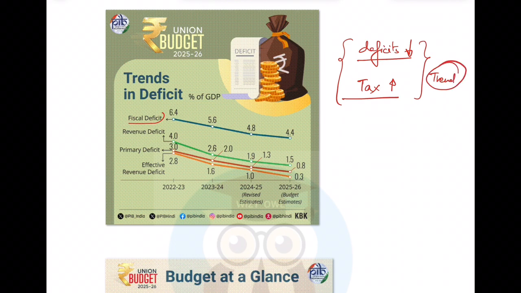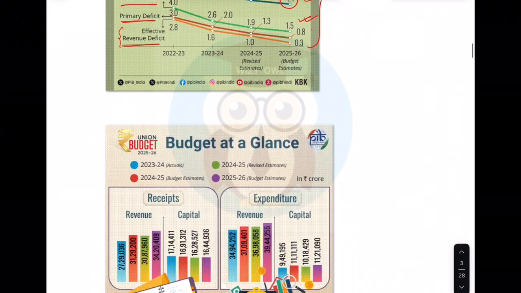So as we can see, fiscal deficit has been decreasing as per the target. Similarly, revenue deficit is decreasing, as we can see regularly. The primary deficit is also decreasing, and the effective revenue deficit is also decreasing. So we are having fewer deficits year on year.